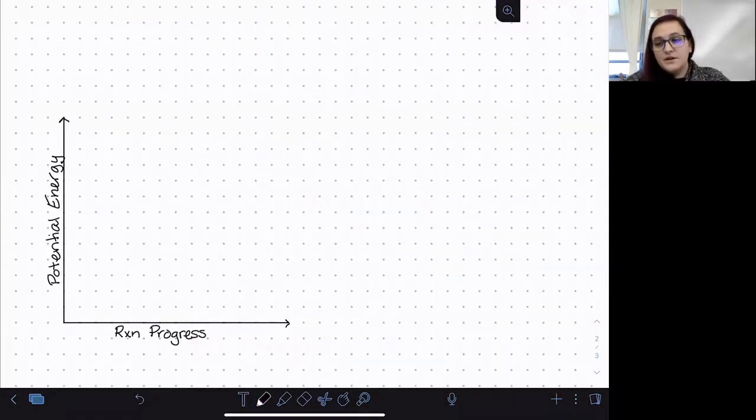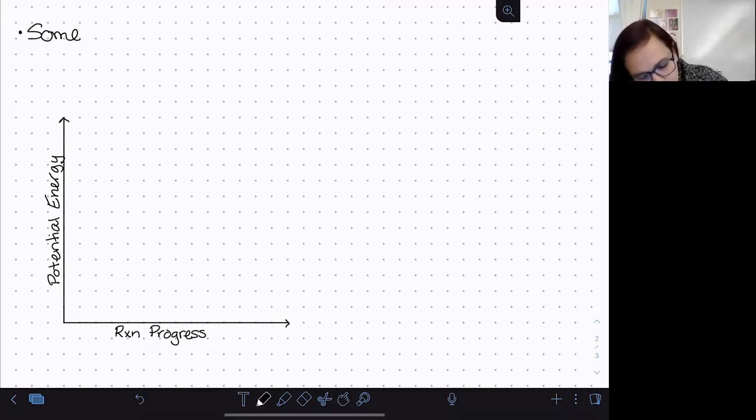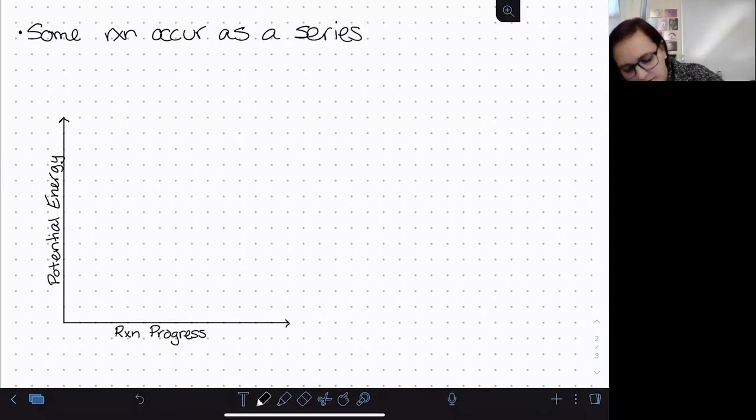Reaction coordinate diagrams can also tell us some more detail about how a reaction happens, about how we actually get from reactants to products. Because some reactions don't go directly from reactants to products as we've written the equation. They can actually go through a series of multiple steps. So some reactions occur as a series of multiple steps, and we can see that in the reaction coordinate diagram.